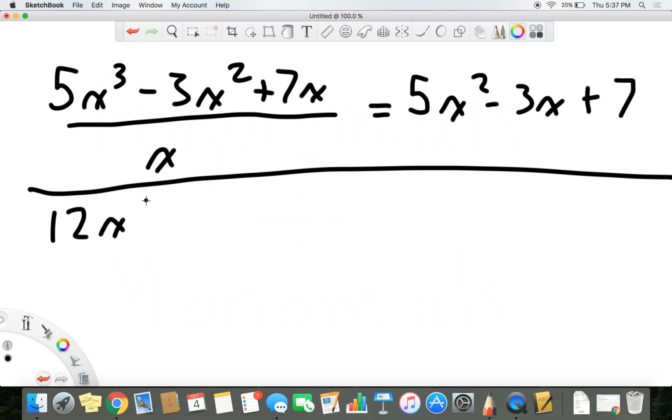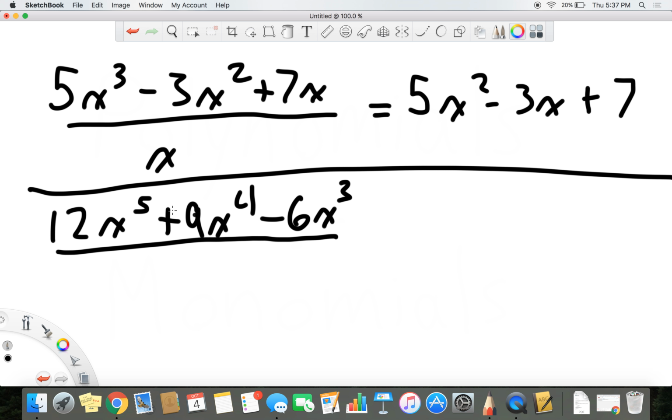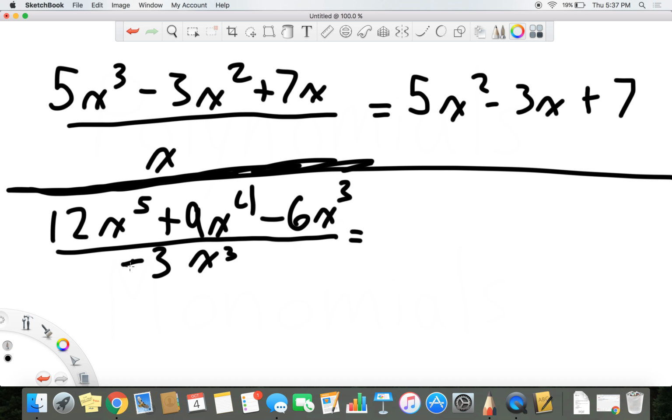How about we have 12x to the power 5 plus 9x to the power 4 minus 6x cubed divided by, let's make this more apparent of a line, negative 3x cubed. So now we have coefficients, which is not a problem because we treat coefficients just like the numbers they are. So the first one is 12 divided by negative 3. Well, it's going to be negative 4, and the x is x to the power 5 minus 3, so that's going to be x squared.